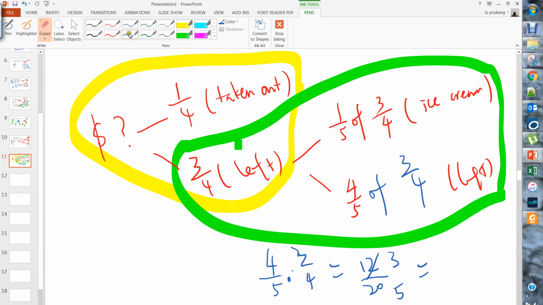So let's say I don't ask you for the fraction. I ask you for the percentage. How do you get the percentage? You need to change to decimal. What's the decimal?